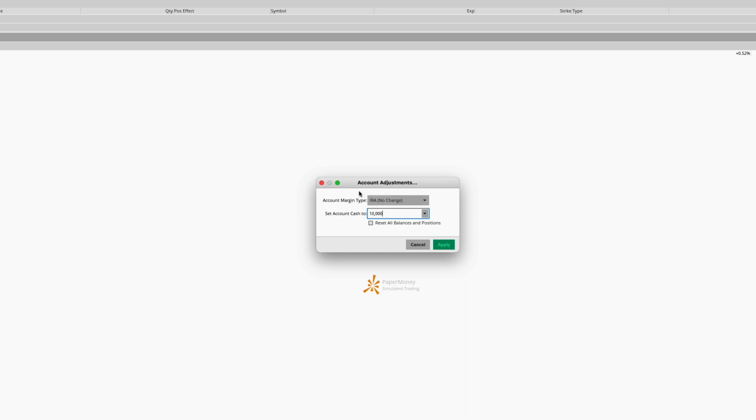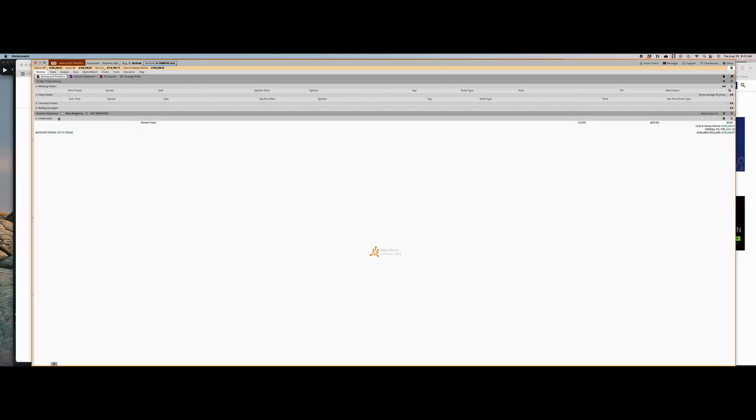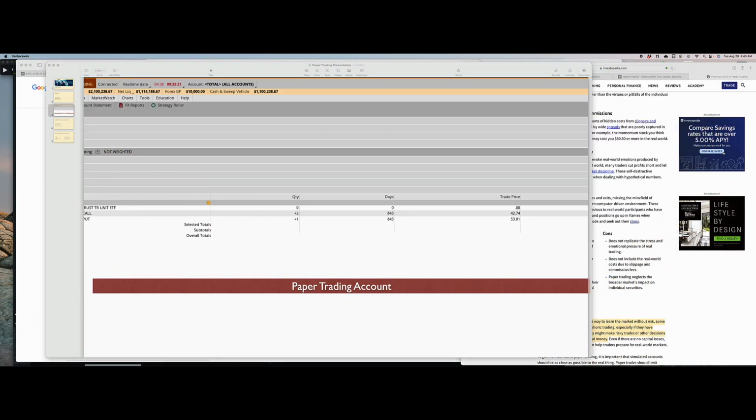And you can reset all the balances and positions, or just in the IRA. I can go ahead and hit apply here and it'll change it. So that's what's nice. You can just change your account. Now let me show you a couple other ways to paper trade, because not everyone has a broker platform, so there are other ways that you can do it.